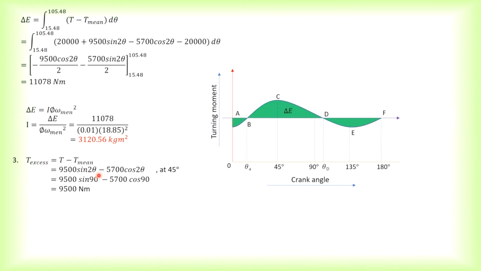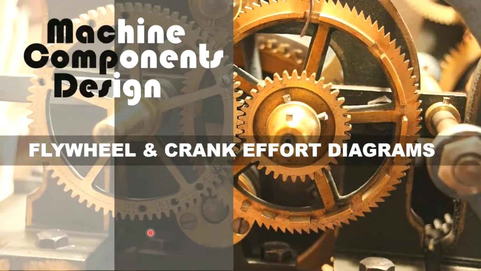2 times 45, you get 90. 2 times 45, you get 90. At 45, which is given in the question. So you get your T net or T excess as 9,500 Newton meter. That would be your T net. So by applying Newton's second law, T net is equal to I alpha. So you will be able to find out the angular acceleration of 3.04 radians per second squared. Okay, that's for example 6.